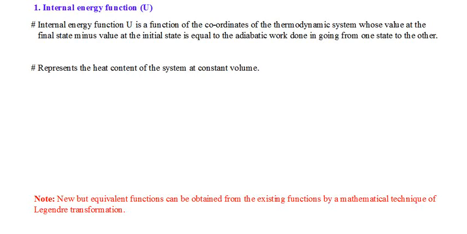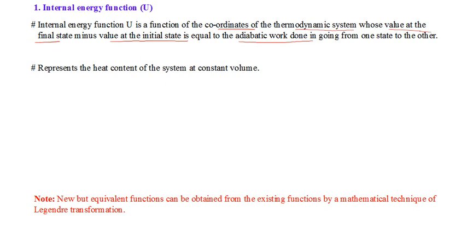Okay, so to begin with, the concept of internal energy was introduced in your second module, where we discussed the first law of thermodynamics, and we introduced internal energy function as a state function. So it's a state function, internal energy function. U is a function of the coordinates of the thermodynamic system, whose value at the final state minus the value at the initial state is equal to the adiabatic work done in going from one state to the other. And that is how we defined the internal energy function. Hope you remember that.